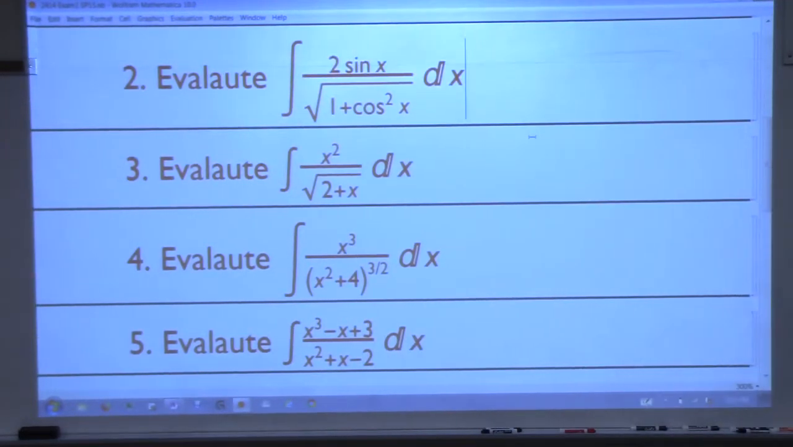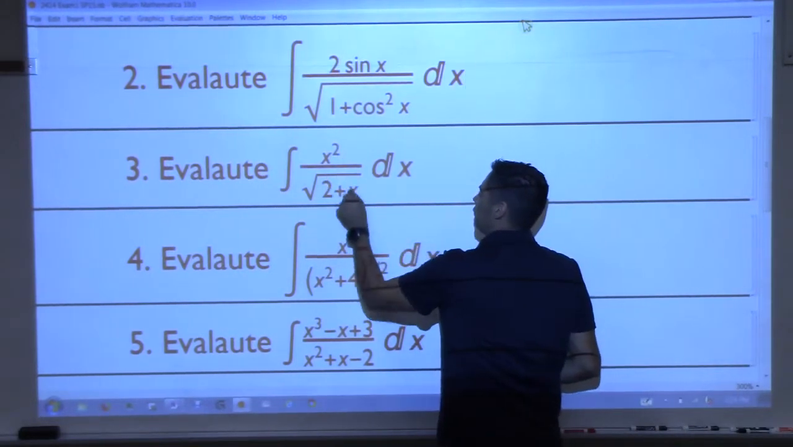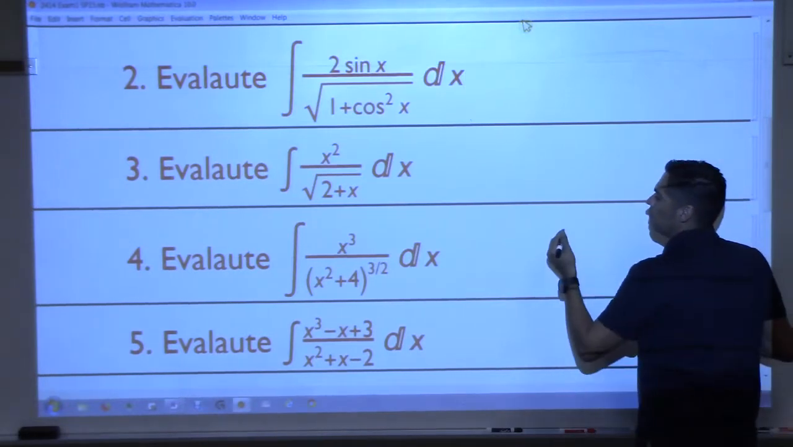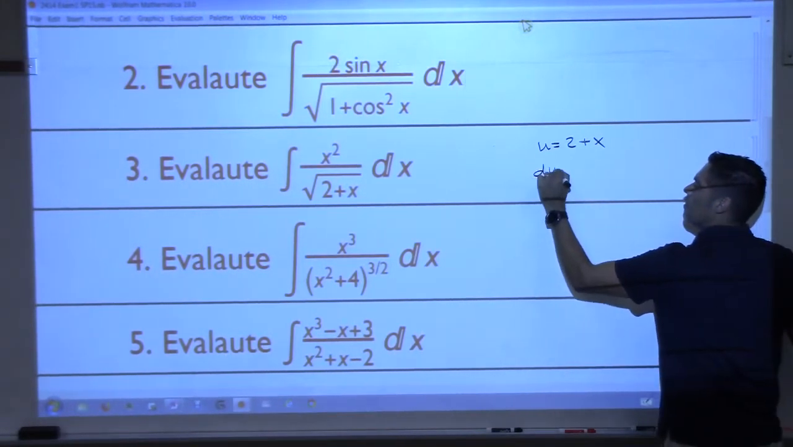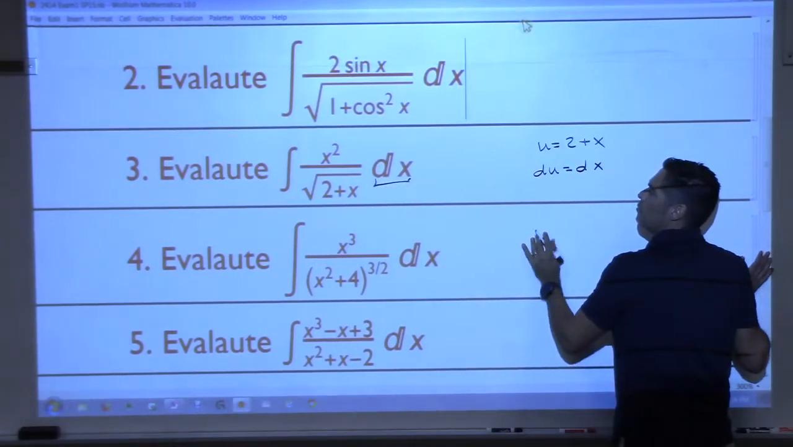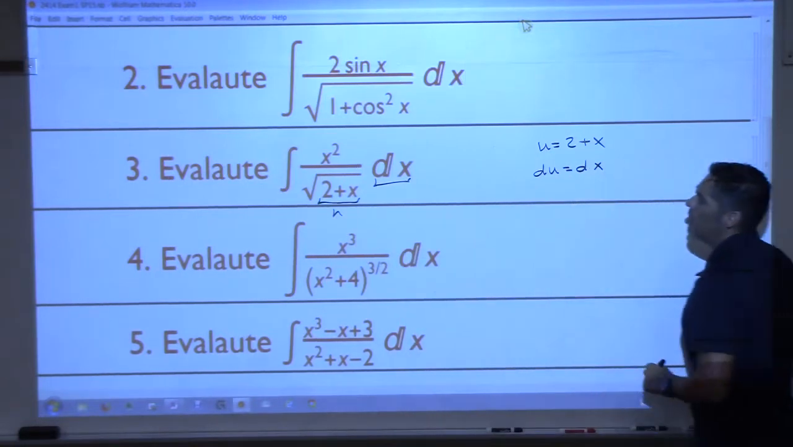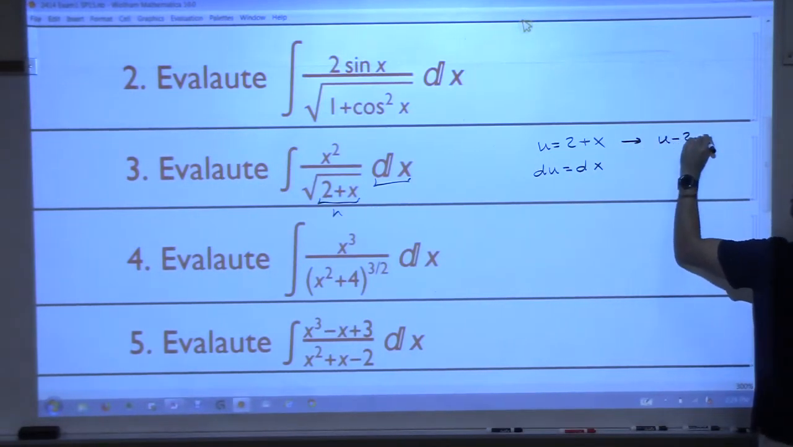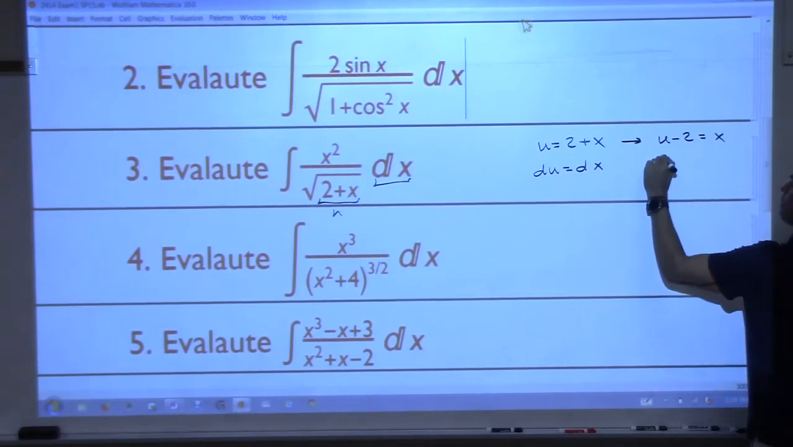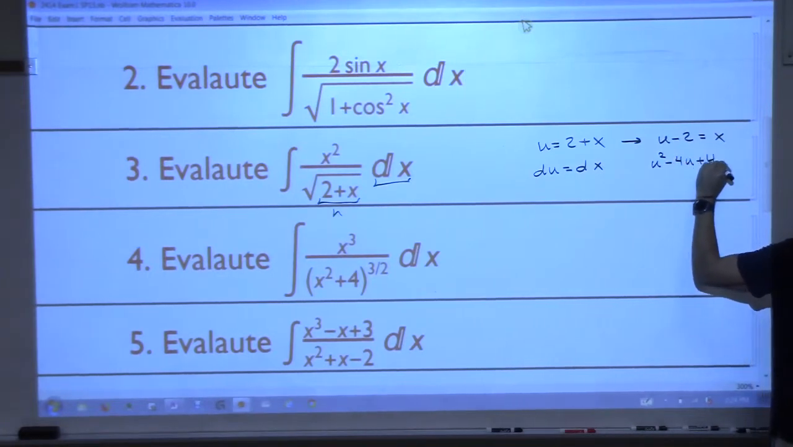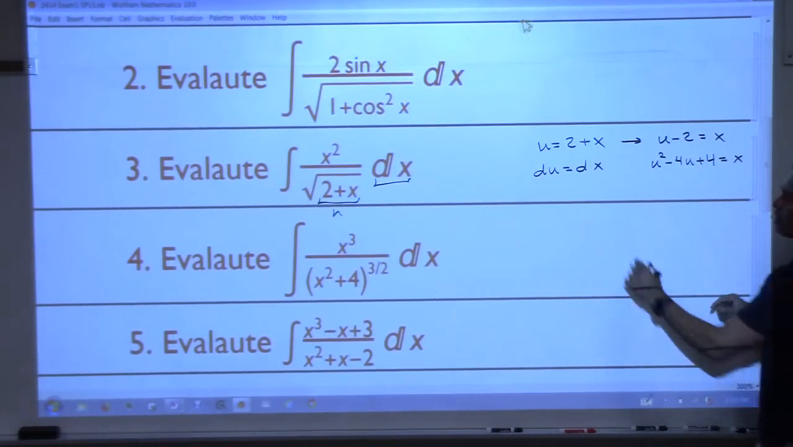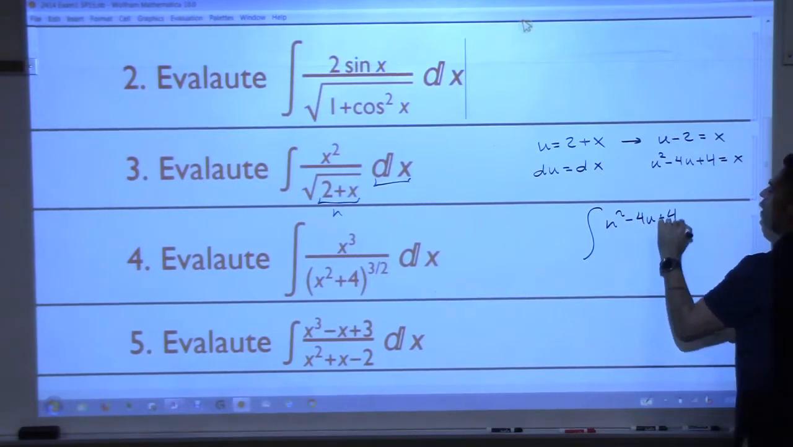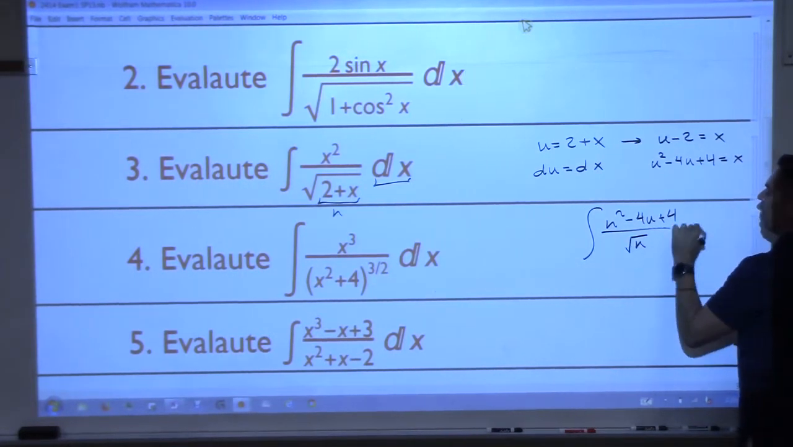What about this one? X squared over this right here. What would the derivative of that be? I can replace this with du. I can replace that with u, right? What about x squared, though? This is u minus 2 is x, right? Square both sides. I went ahead and squared it, I foiled that out when I squared it. So that would be the top, right? So, yes? My new integral would be u squared minus 4u plus 4 all over the square root of u, and then du, right?